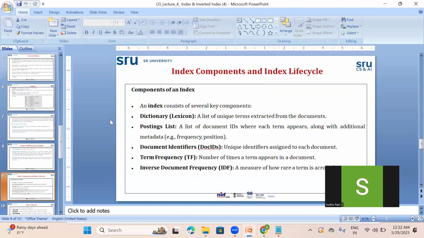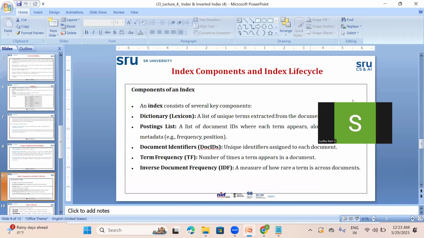Index components and index life cycle. An index consists of several key components. Dictionary, that is lexicon, a list of unique terms extracted from the documents. Posting list, a list of document IDs where each term appears along with additional metadata, for example frequency and position. Document identifier, a unique identifier assigned to each document. Term frequency, the number of times a term appears in a document. Inverse document frequency, a measure of how rare a term is across documents.